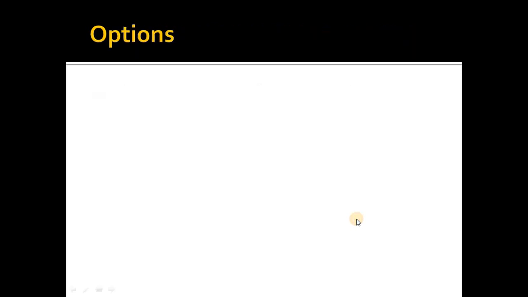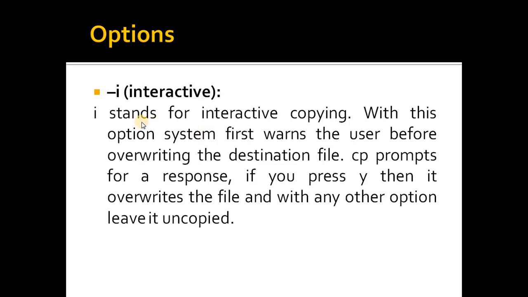Now we shall see the different options which we can use with the cp command. The first option is the -i option. i stands for interactive copying. With this option, the system first warns the user before overwriting the destination file. That is, it will ask the user if you want to copy or not. cp prompts for a response. If you press y, then it overwrites the file, and with any other key it leaves it uncopied.